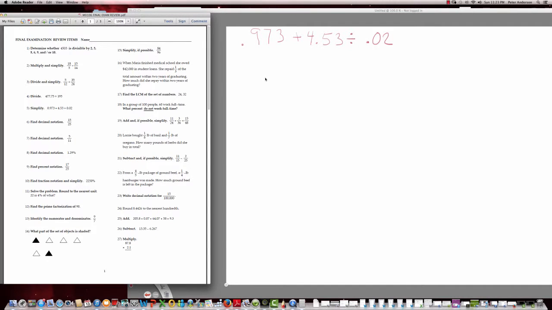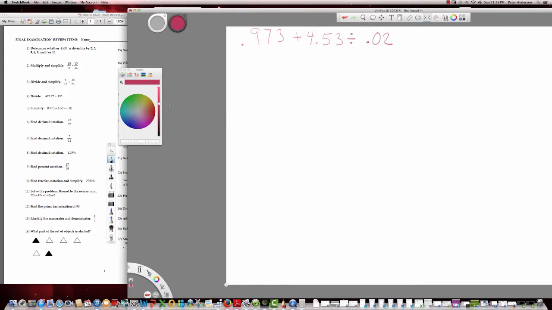All right, guys, let's take a look now at question number 5. It says over here, simplify 0.973 plus 4.53 divided by 0.02. Okay, so I rewrote the problem over here. Please take note. I remember the first time I did this problem. This is a plus. This is a division sign. So please take note of that.